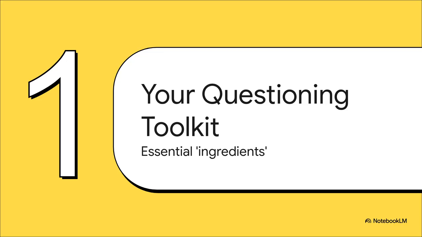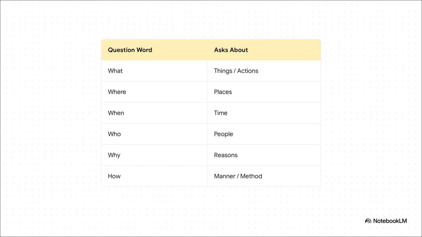Ready? First up, your questioning toolkit. I want you to think of these as the essential ingredients for making any question. Without them, you just can't ask for the information you need. So here they are, the most common question words. This is your core toolkit. You've got what for things or actions, where for places, when is all about time, who is for people, why gets you the reason, and how is for the way something is done. You're going to be using these all the time.